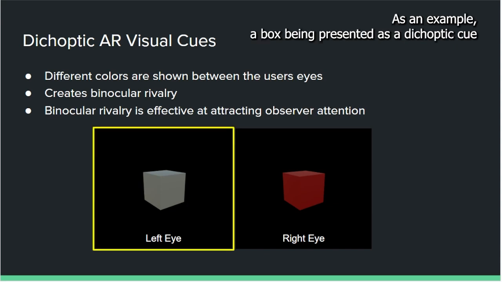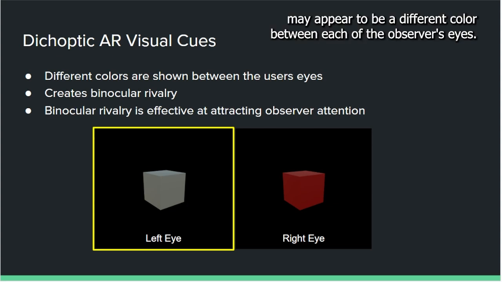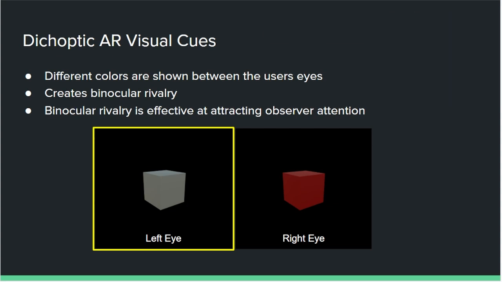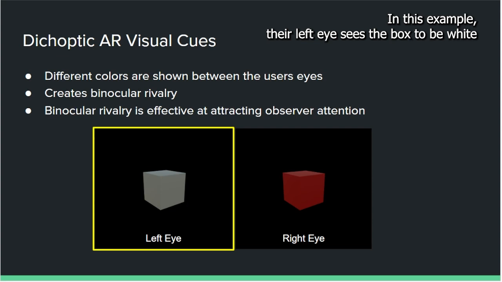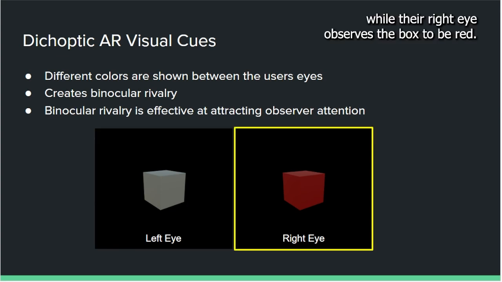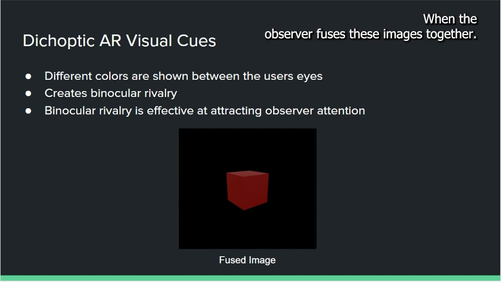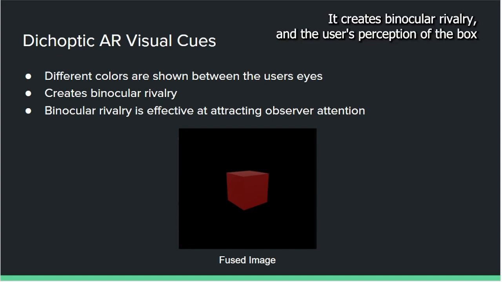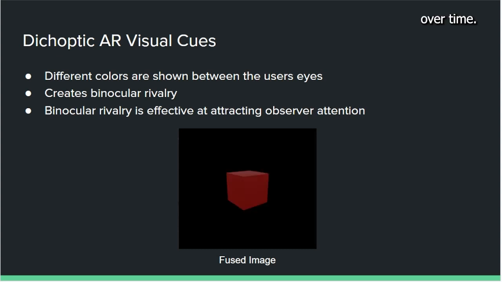As an example, a box being presented as a dichoptic cue may appear to be a different color between each of the observer's eyes. In this example, their left eye sees the box to be white, while their right eye observes the box to be red. When the observer fuses these images together, it creates binocular rivalry, and the user's perception of the box will tend to alternate between being red and white over time.